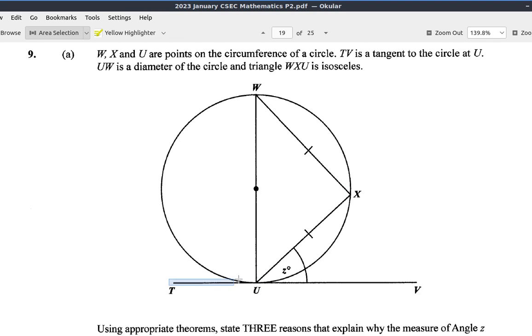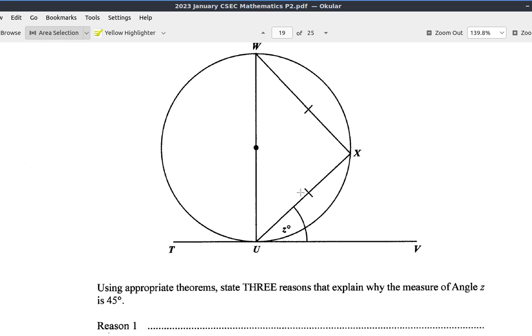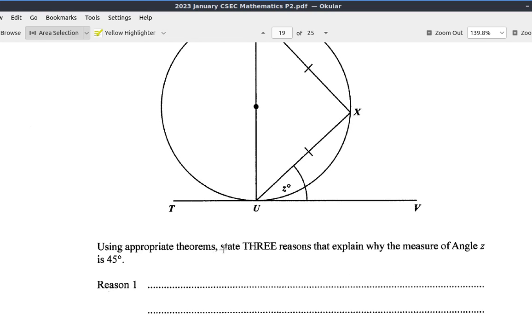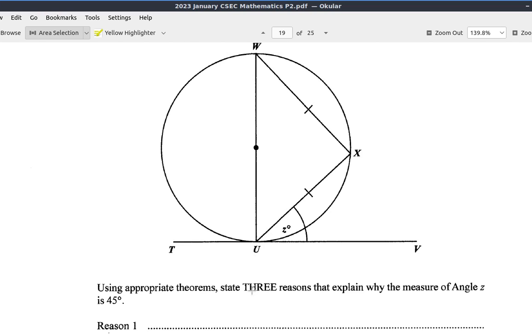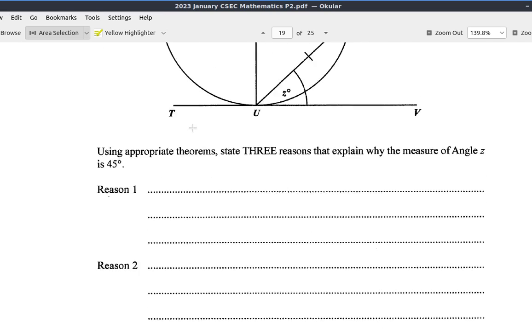TV, right across here, is a tangent to the circle at U, and UW, this line up here, is a diameter of the circle, and triangle WXU is isosceles. It says here, using appropriate theorems, state 3 reasons that explain why the measure of angle Z is 45. 3 reasons.